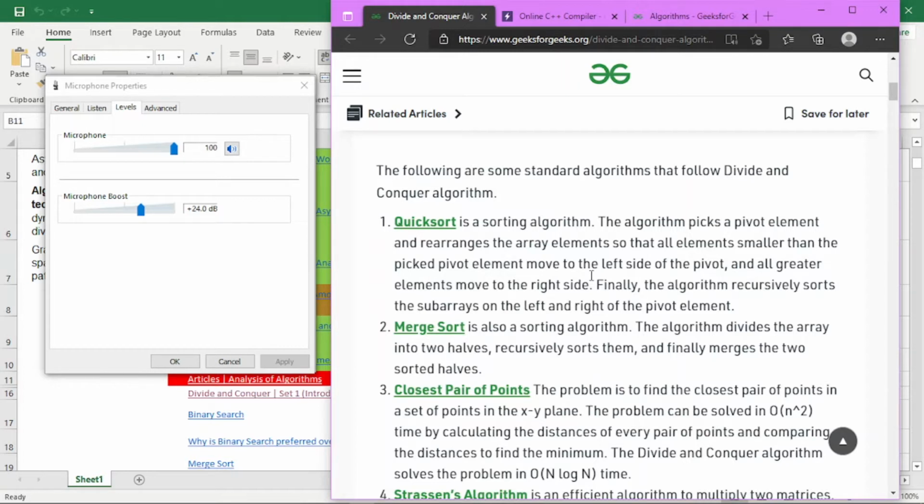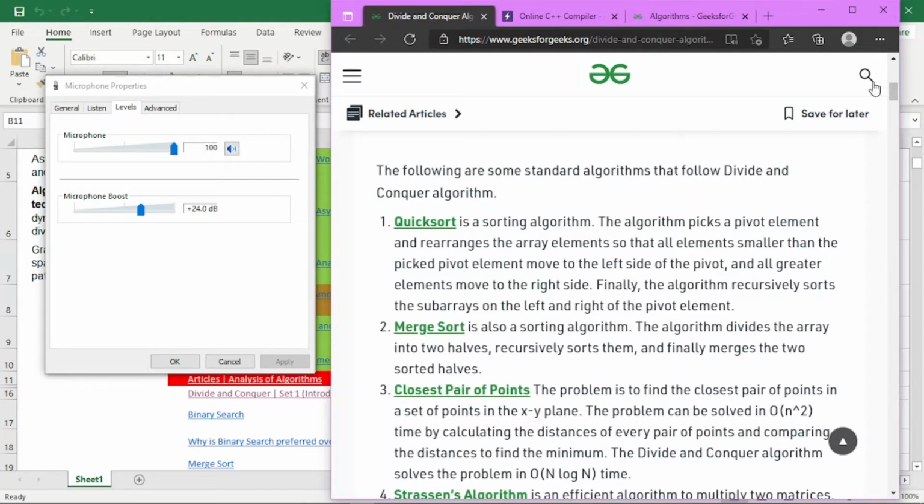Okay, and merge sort is a normal sorting algorithm which divides the array into two halves and then recursively solves them and merges all the small sorted sub arrays into a complete original array that is now sorted.